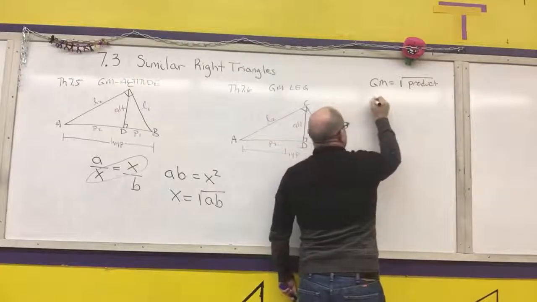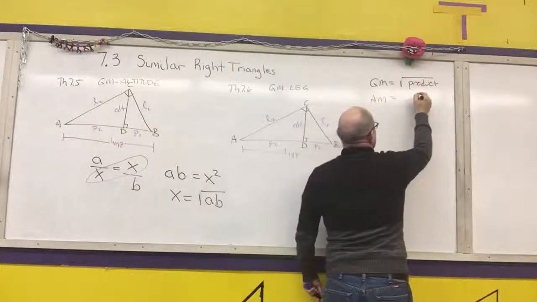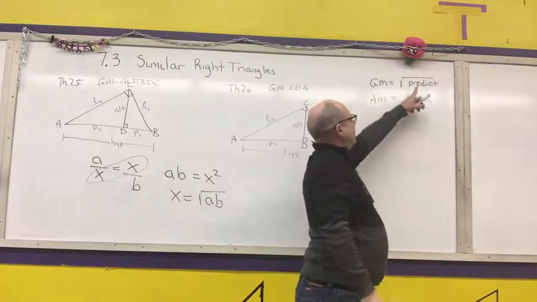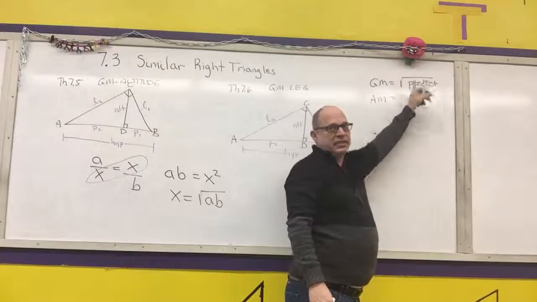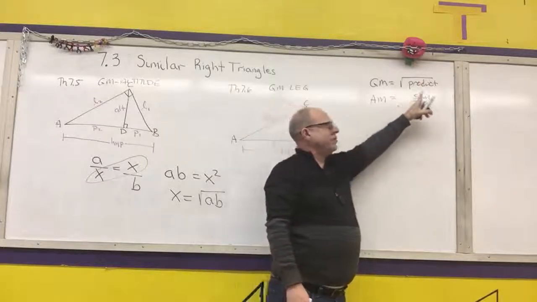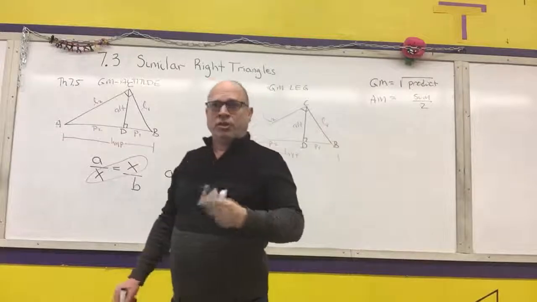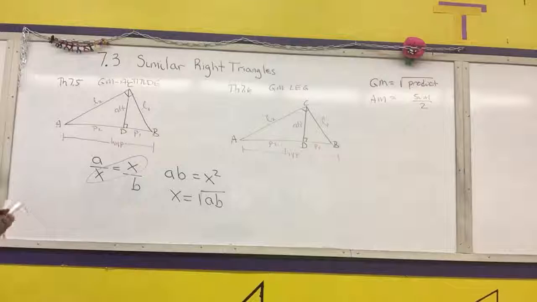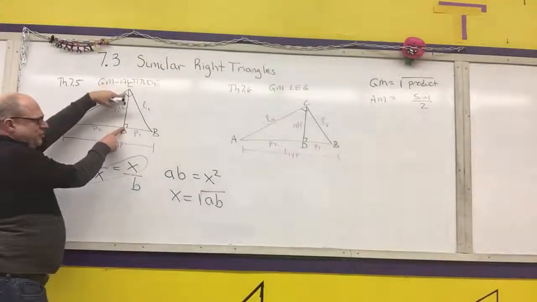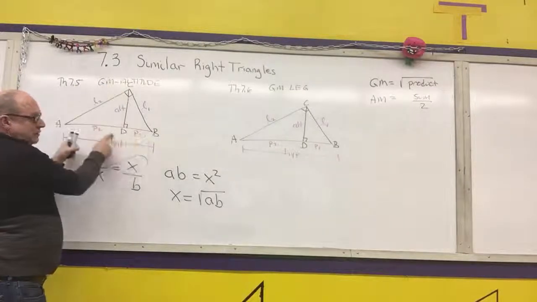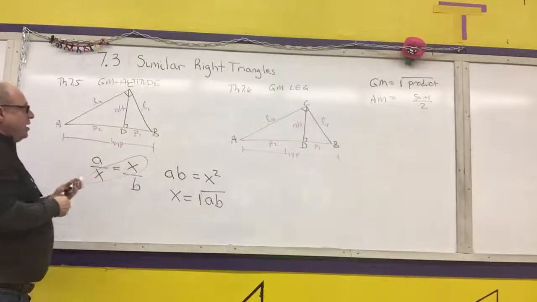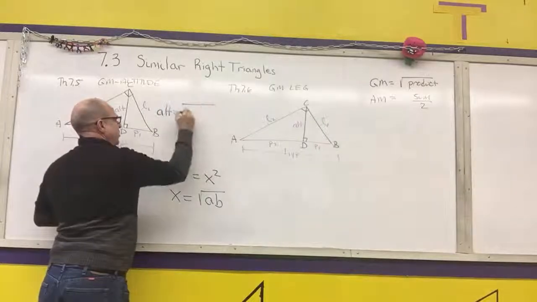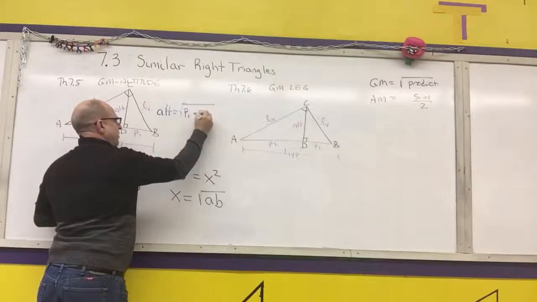An arithmetic mean is equal to a sum divided by 2. So the geometric mean of two numbers is the two numbers multiplied together, then take the square root. The arithmetic mean, you add the two numbers and then divide by 2. So those are the two different types of means. This time we're dealing with geometric means. So it told me that the altitude was the geometric mean of these two pieces. So the way I want you to write down the theorem is that the altitude is equal to the square root of piece 1 times the length of piece 2.